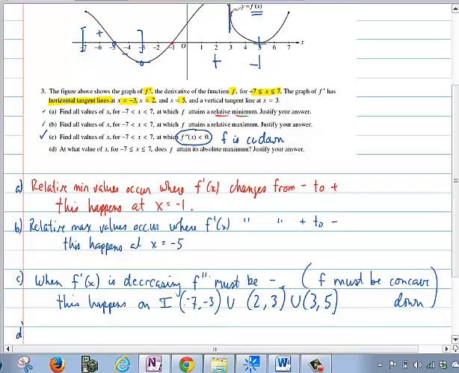So the last part, they ask us, at what values on the interval do you attain a maximum? There are several ways to describe this. I'm going to go over the method that talks about using signed areas.